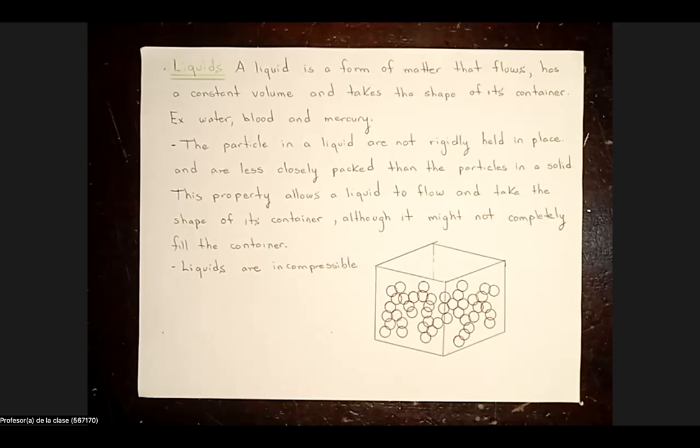So the particles in a liquid are not rigidly held in place, okay, and are less closely packed than the particles in a solid. So there is a space that is bigger than in a solid configuration. This property allows a liquid to flow and take the shape of its container, although it might not completely fill the container. Okay? And remember, liquids are incompressible. So a liquid will show you that screen.